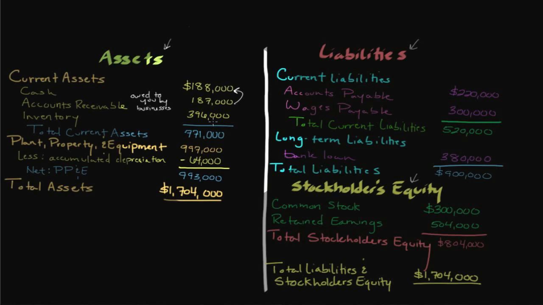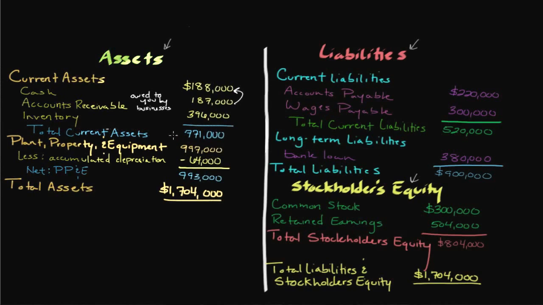Once again, inventory ideally would be sold and turn itself into accounts receivable or potentially cash, but we still account for it as something that holds value. Now, we add up those three categories, and then we get to this area here, which is called our total current assets. And right here we have $771,000 in total current assets.